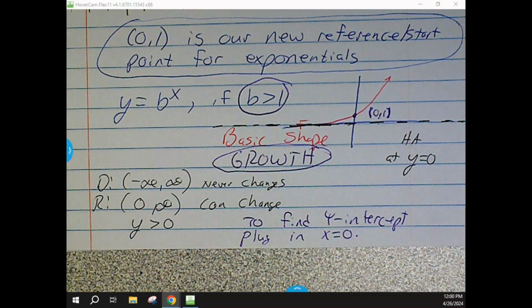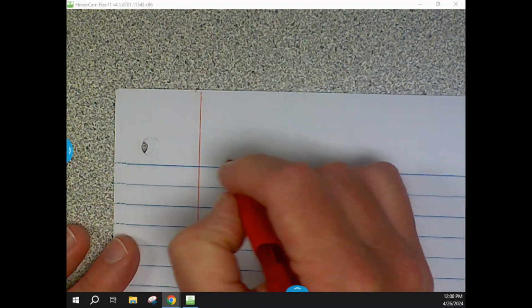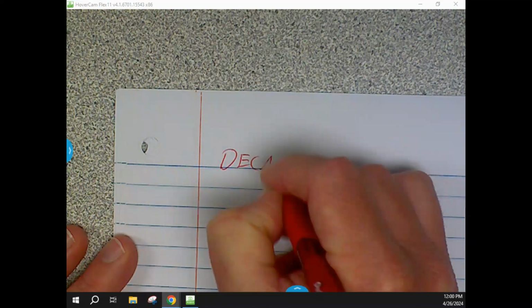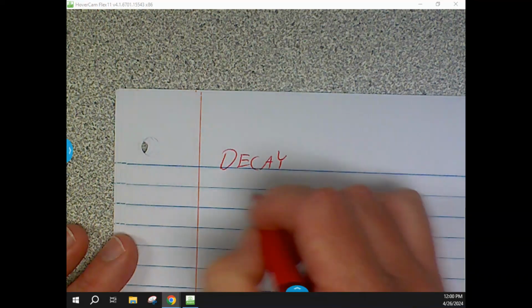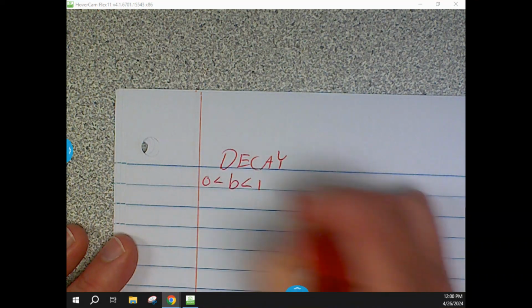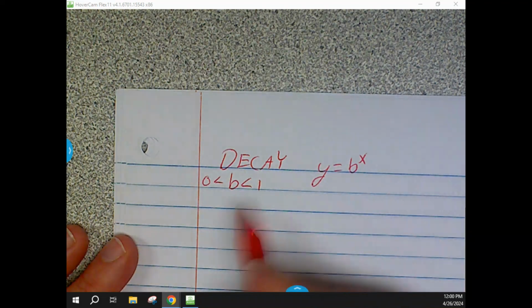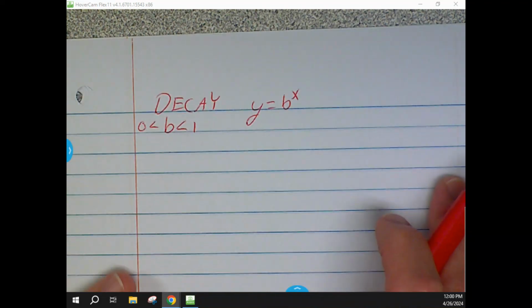Okay, so there's the growth. That's the big one that we're looking at. The other one that we have, so we've got two types. We've got growth or decay. When you have decay, that means your base is going to be less than 1. Actually, it's going to be between 0 and 1. So y equals b to the x, where your base number is going to be between 0 and 1.